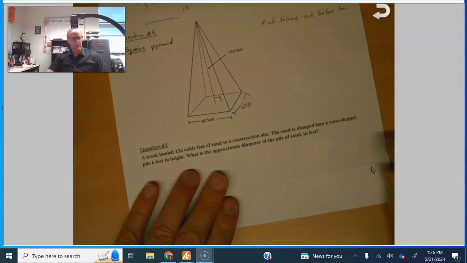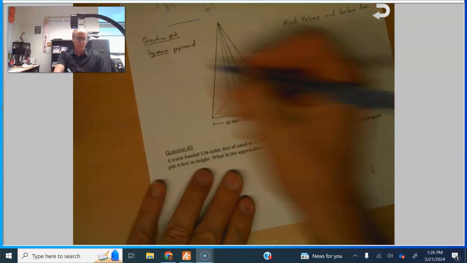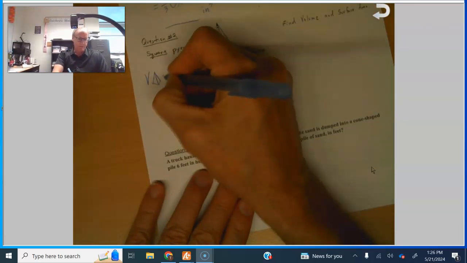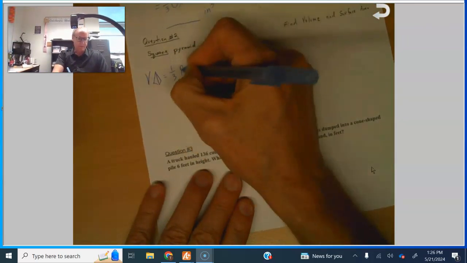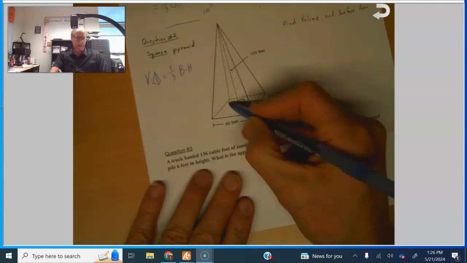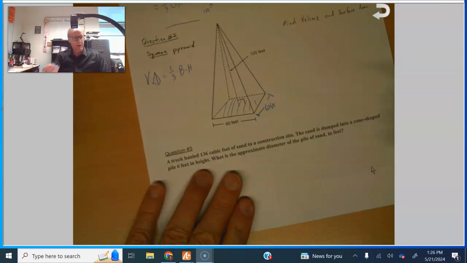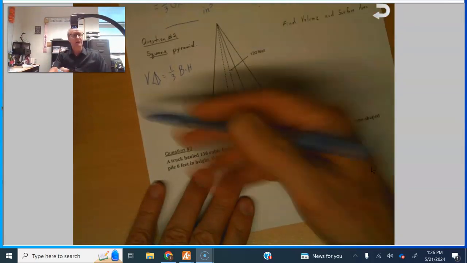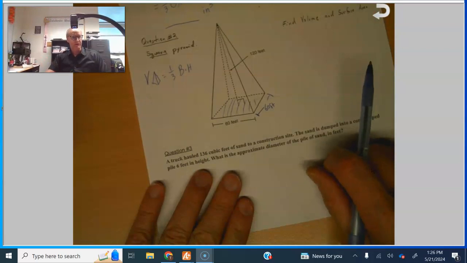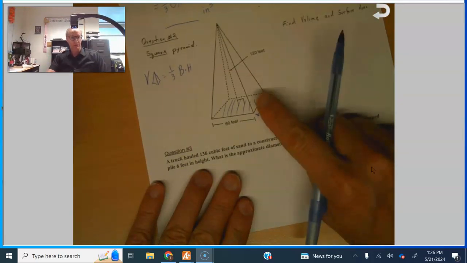The big problem here is that, well, we'll start with volume because volume we can do. The volume you can find. It's 1/3 the base times the height, the area of the base times the height. The area of the base is the area of this square, and you multiply that by the height, and you take 1/3 of that, and you should be able to find your volume in cubic feet. This is a really, really big pyramid.